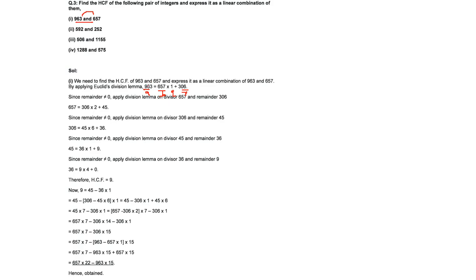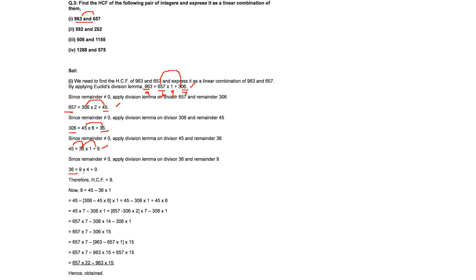963 can be written as 657 into 1 plus 306, because 306 is not a zero remainder. So 657 and 306 have to be taken as A and B. So 657 can be written as 306 into 2 plus 45. Again, remainder is not 0. So we have to follow the same thing with 306 and 45. So 306 is equal to 45 into 6 plus 36. Again, we have to take these two because remainder is not 0. 45 is equal to 36 into 1 plus 9, right? So now again remainder is not 0, so 36 and 9 have to be taken.